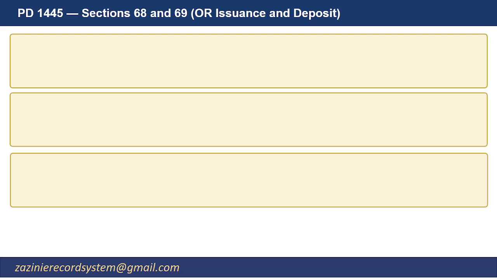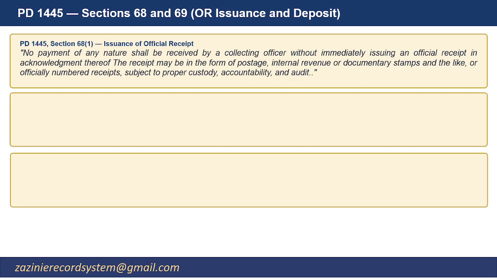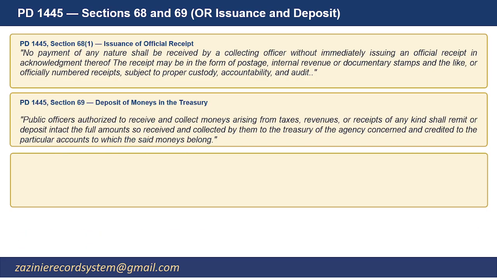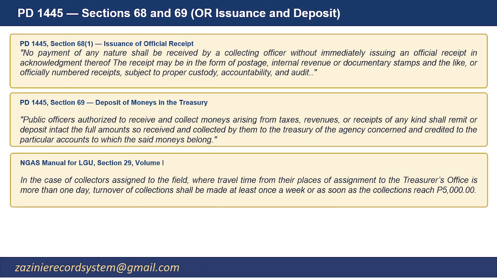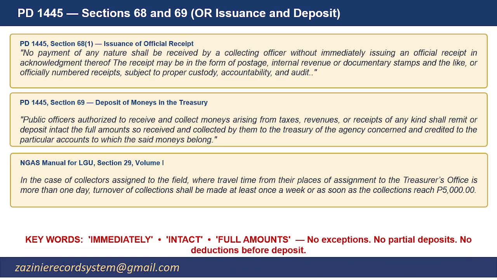Two of the most important sections in this entire guide. Section 68, subsection 1, of Presidential Decree 1445 says, quote, "No payment of any nature shall be received by a collecting officer without immediately issuing an official receipt in acknowledgement thereof." End quote. Section 69 says, quote, "Public officers authorized to receive and collect monies arising from taxes, revenues, or receipts of any kind shall remit or deposit intact the full amounts so received and collected by them to the treasury of the agency concerned." End quote.